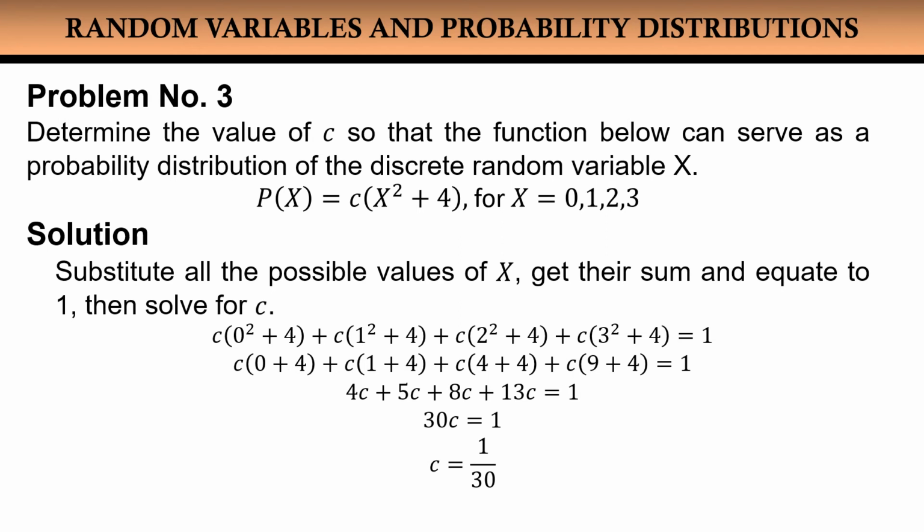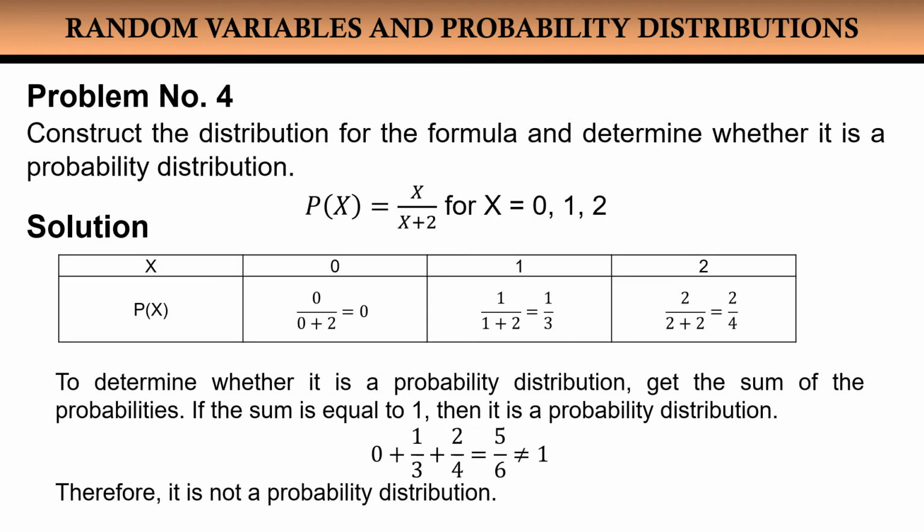0 plus 4 is 4 times c, 4c. 1 plus 4, 5 times c, 5c. 4 plus 4, 8 times c, 8c. And 9 plus 4, 13 times c, 13c equals 1. So then combine the terms: 4c plus 5c plus 8c plus 13c equals 30c, which is equal to 1. To solve for c, we divide both sides by 30. Therefore, the value of c that will make the function a probability distribution is 1 over 30.